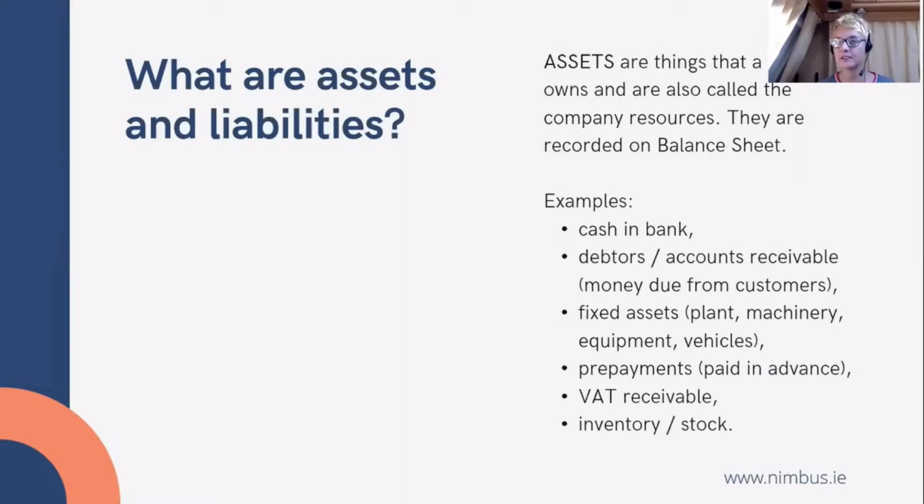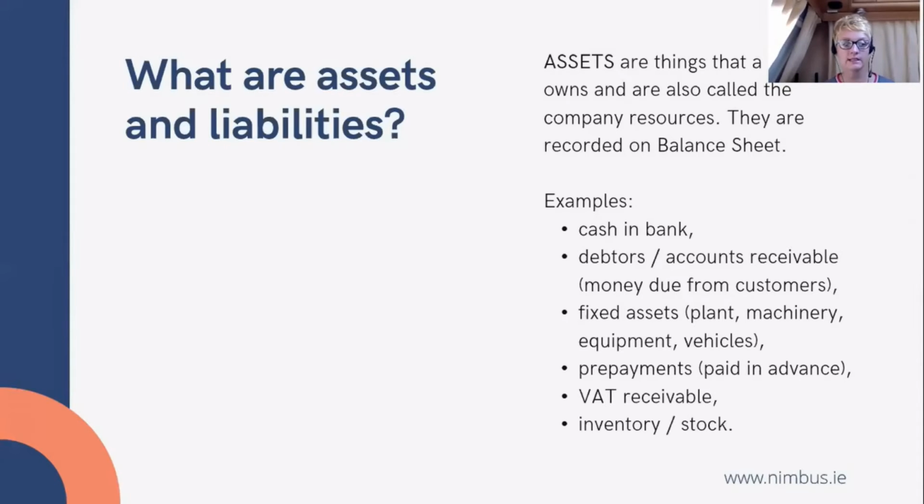The next example is VAT receivable. You are most certainly aware that if you are VAT registered, you are able to reclaim VAT on your purchases. And this VAT reclaimable is also called VAT receivable. And this is your asset. This is money due to you from the revenue. The final example is inventory and stock. If you are selling goods and you keep inventory in your warehouse, this is your asset. This is part of your balance sheet. This is the company resource.